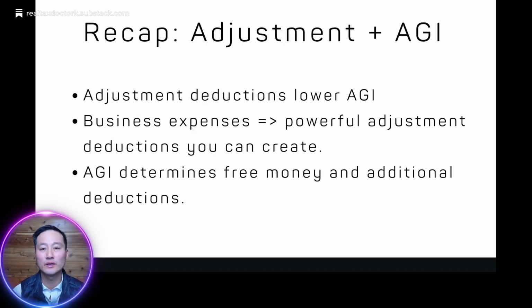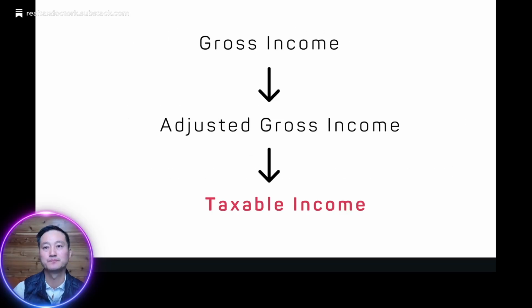So let's do a quick recap on AGI and adjustment deductions, which I cover in part 2. First, adjustment deductions lower your AGI, and business expenses are one of the most powerful adjustment deductions that you can create. Your AGI determines whether you get free money like tax credits and also whether you can qualify for additional above the line deductions like the student loan interest payment deduction.